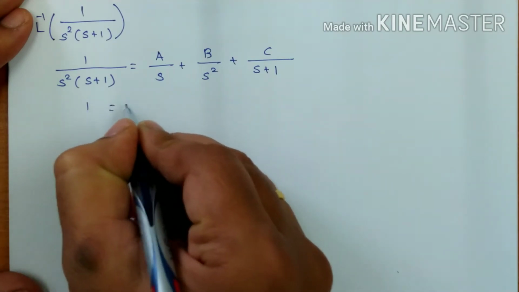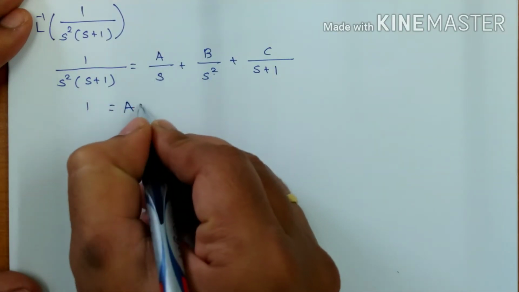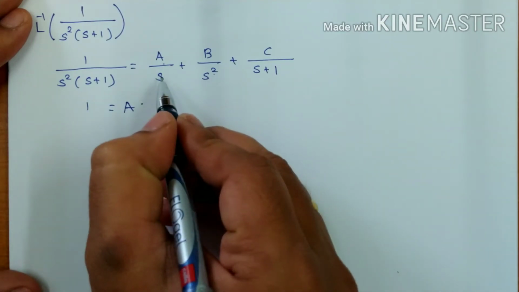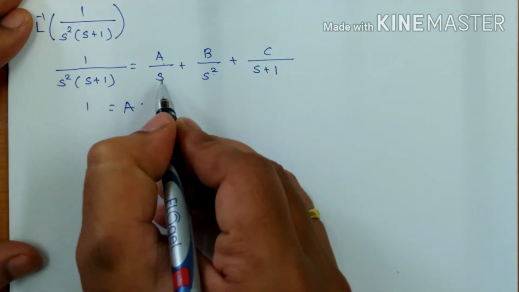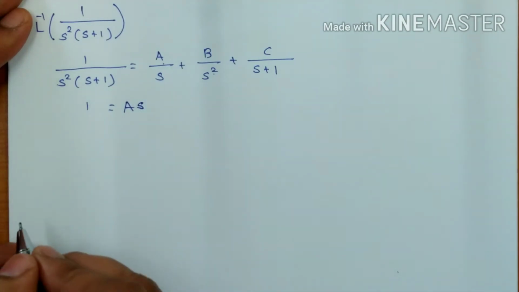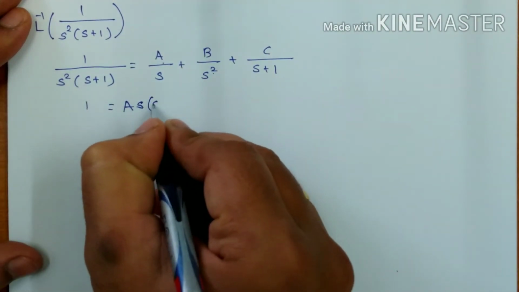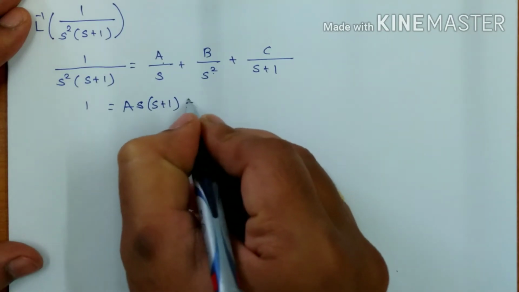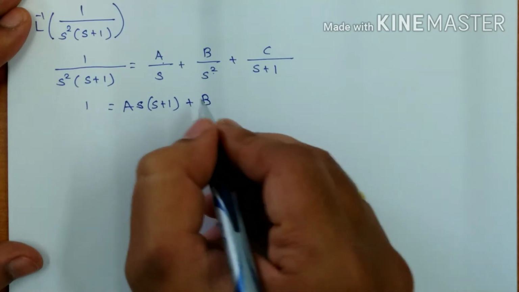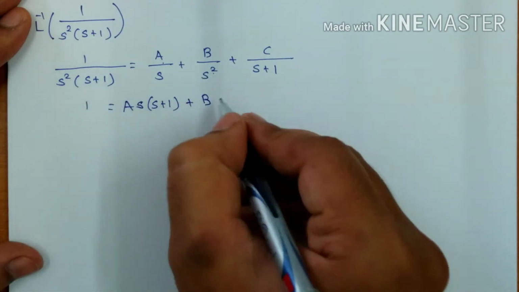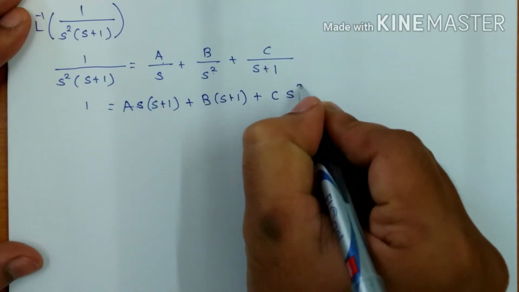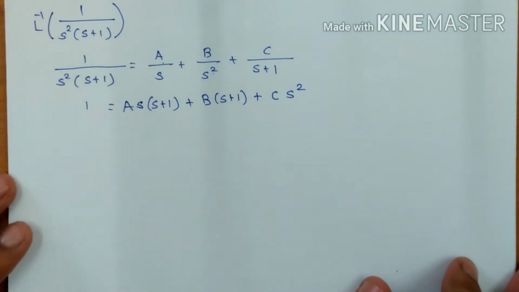Therefore, 1 is equal to a into s square, but see, I want the same denominator here. Out of this denominator only s is present, we require s square, so I need to multiply it by s, and another term is s plus 1. So these are the terms missing with a in the denominator, plus b into, now see, s square is present, s plus 1 is missing, plus c into s square, this way.